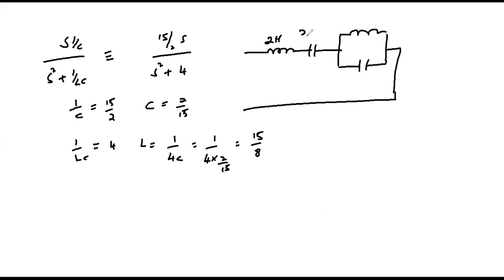This is 2 over 9 farads. Then the value of the capacitor here is 2 over 15 farads. And the value of the inductor is 15 over 8 Henry. And this becomes the first Foster LC network implementation of our given transfer function.